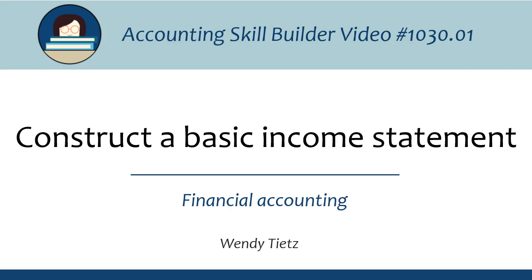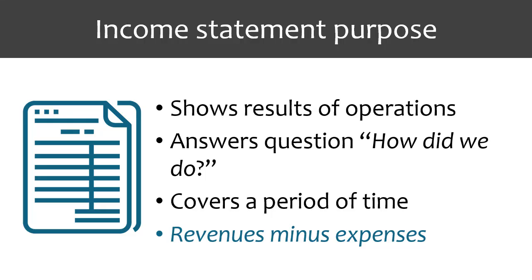In this video, we are going to walk through how to construct a basic income statement in financial accounting. The purpose of the income statement is to show results of operations. It answers the question, how did we do? The income statement covers a period of time. For example, you can have an income statement for the year, the quarter, or the month. The basic equation for an income statement is revenues minus expenses.